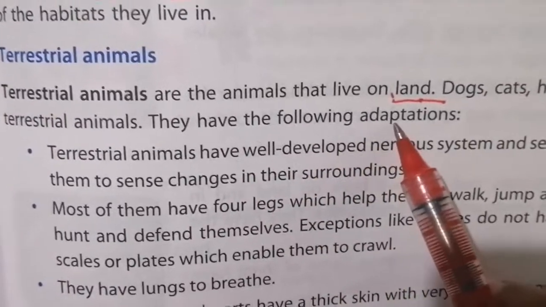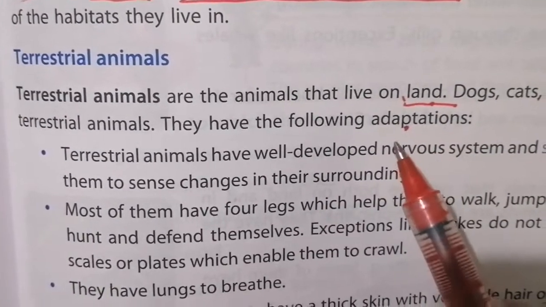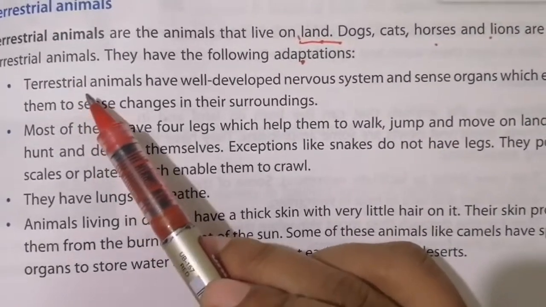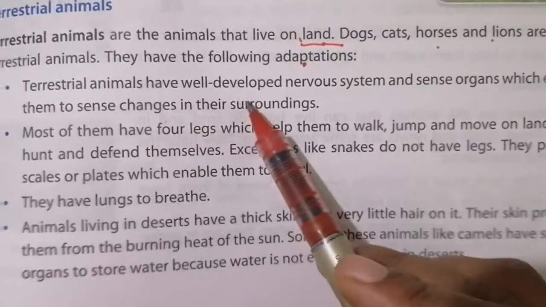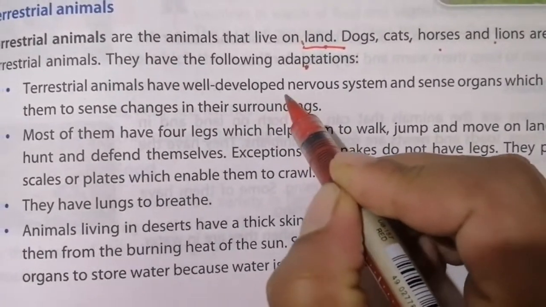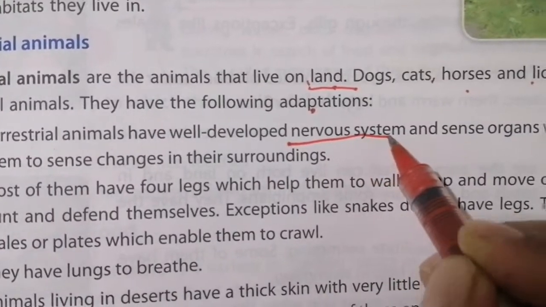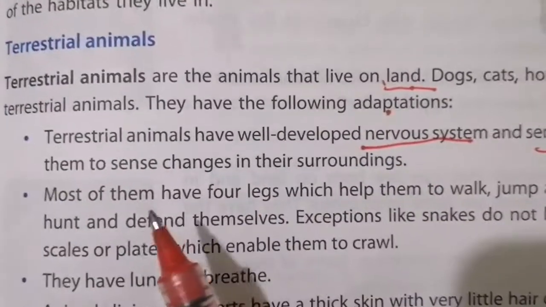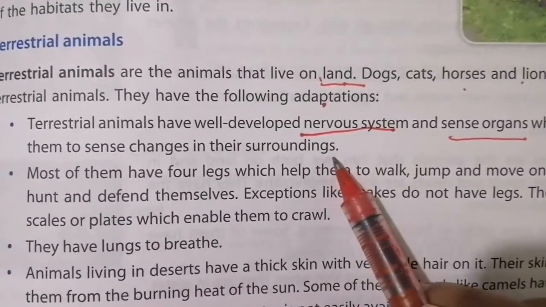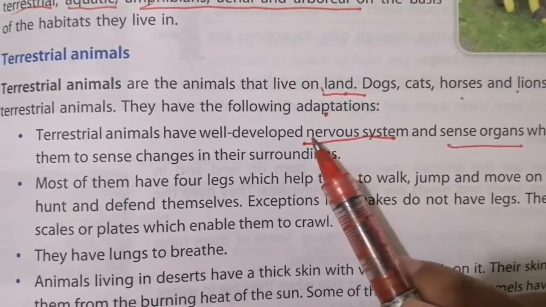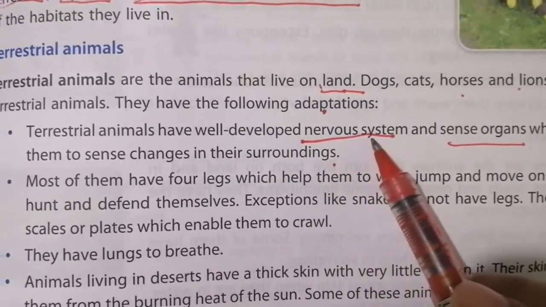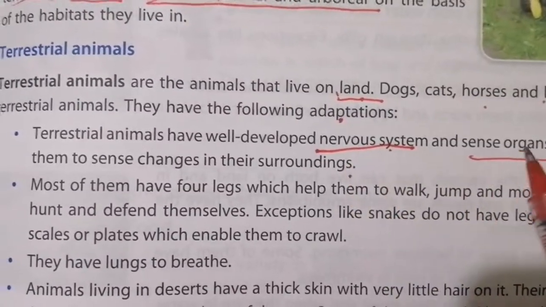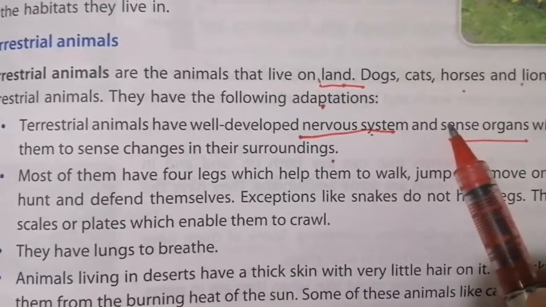They have the following adaptations. Now we are going to see what adaptations they have. The first adaptation is that terrestrial animals have a well-developed nervous system and sense organs, which enable them to sense changes in their surroundings. What are the two things? Nervous system and sense organs. Don't forget these two words.